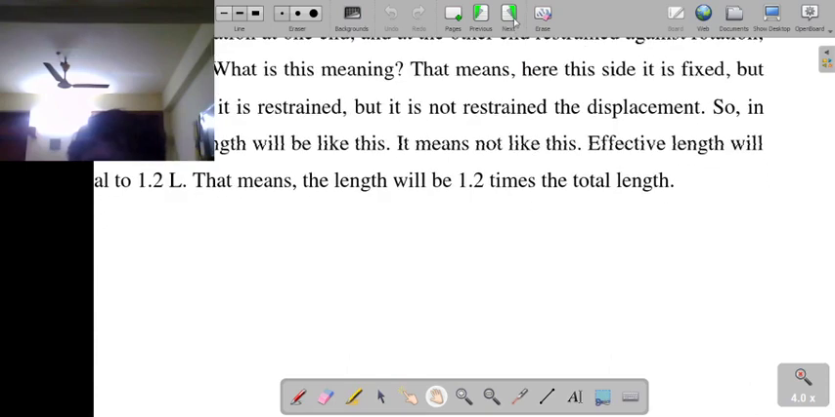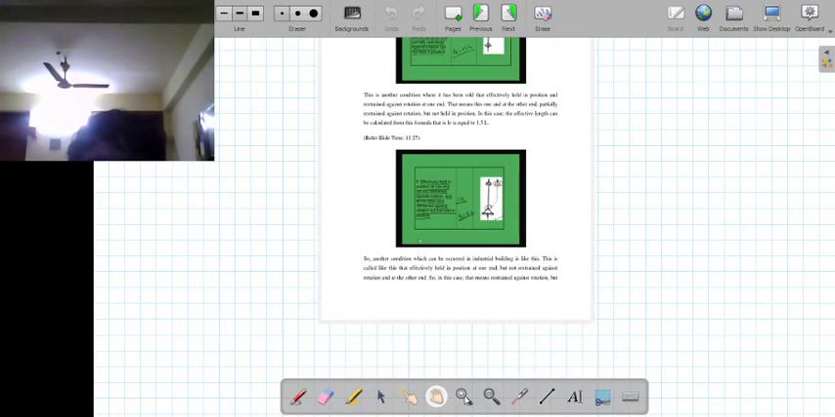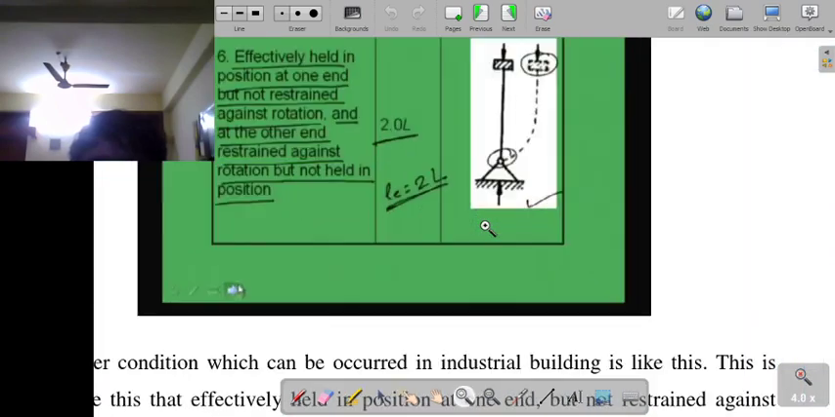Like that, we have two or three more cases. This is another case. In this case, I am simply saying effectively held in position at one end but not restrained against rotation.